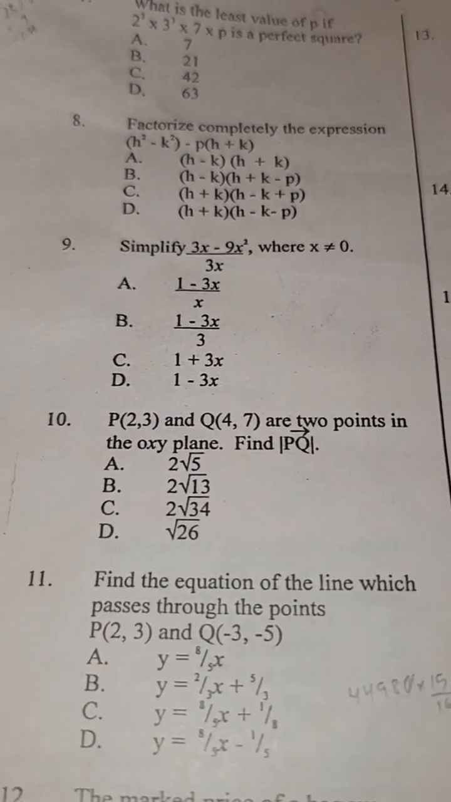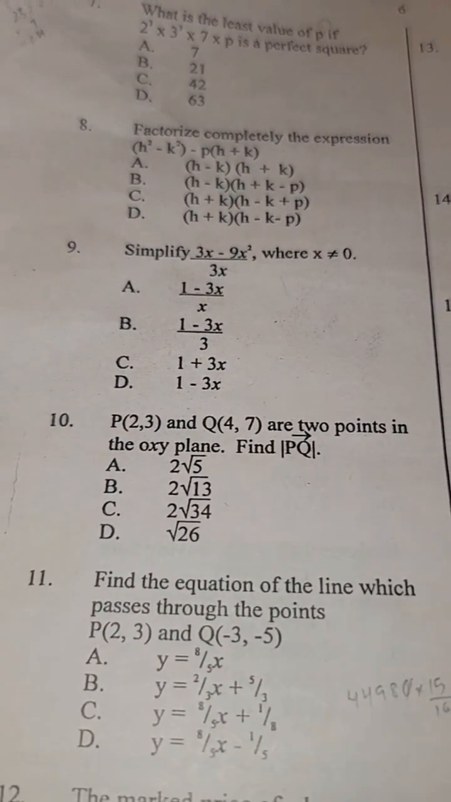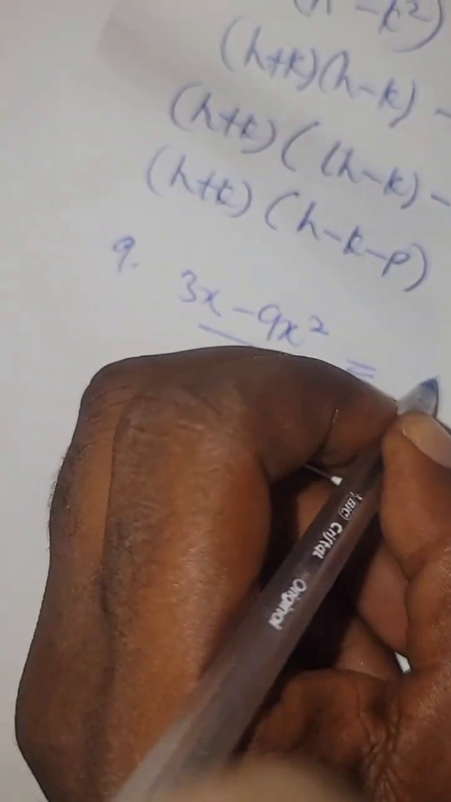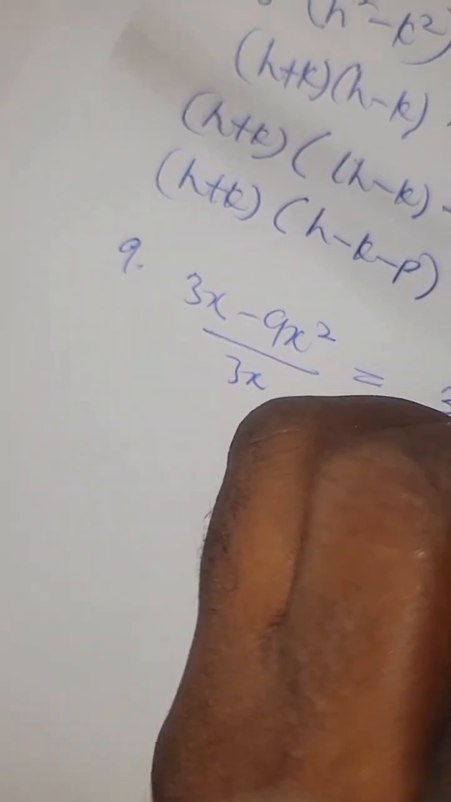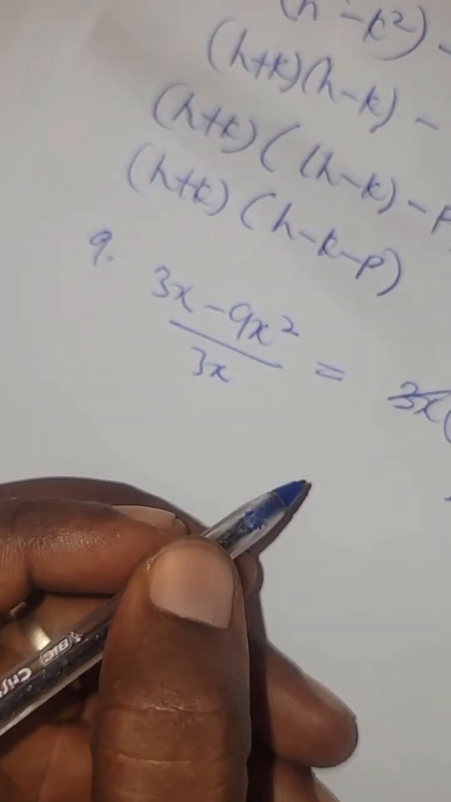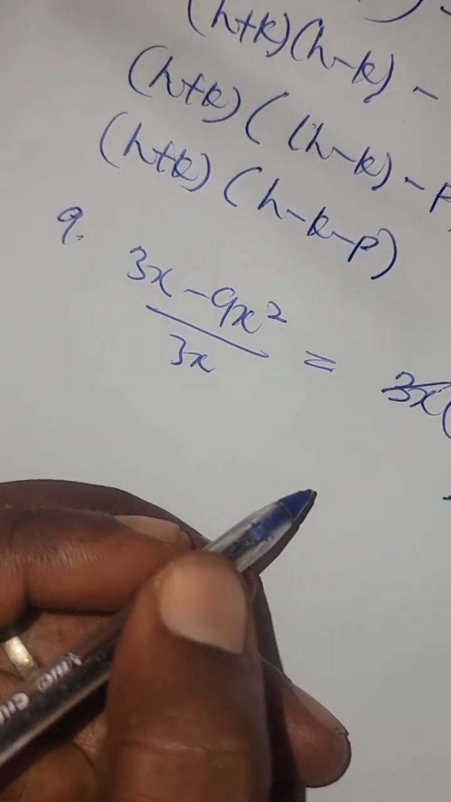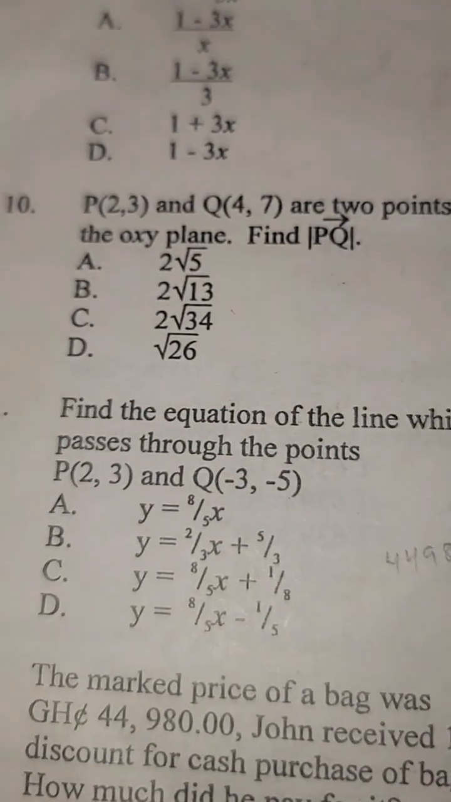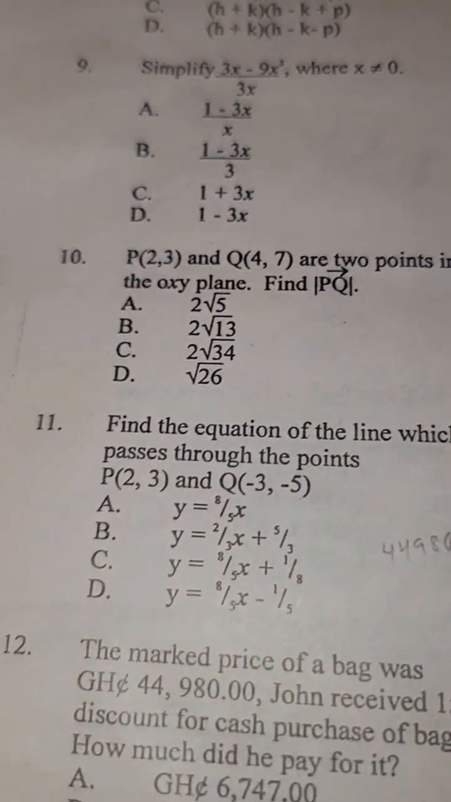Question number 9. Simplify 3x minus 9x squared all out of 3x. So you factorize the numerator. 3x is common, you have 1 minus 3x out of 3x. 3x goes off. So your answer is 1 minus 3x, option D.